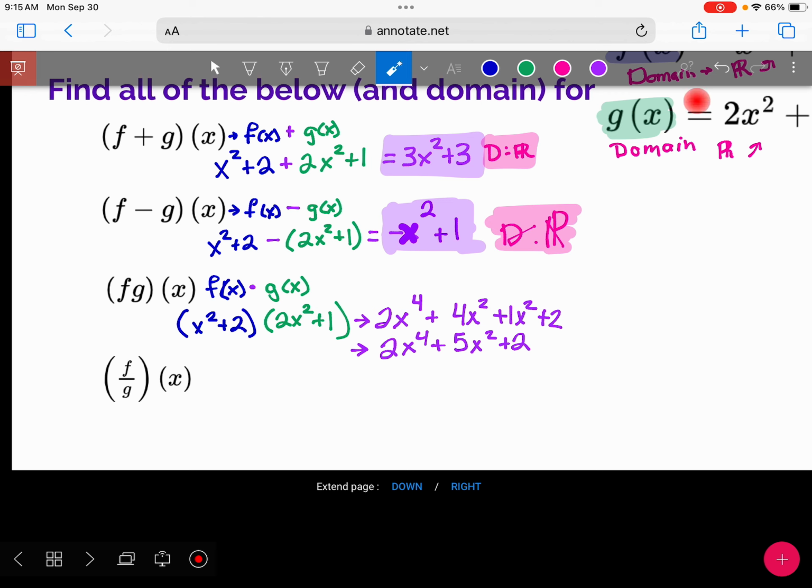Our domain was real numbers here and real numbers here. What is our domain for a quartic function, for a fourth? What is the domain for any even polynomial? What's the domain for any polynomial that doesn't have any denominators or anything? All real numbers. So this one's domain is all real numbers still. It's a fourth. It would be kind of W-shaped, but it's still a polynomial that we could graph if we wanted to.